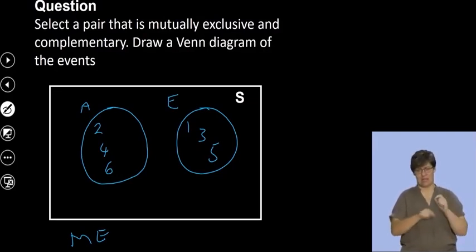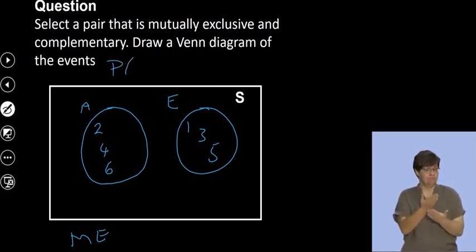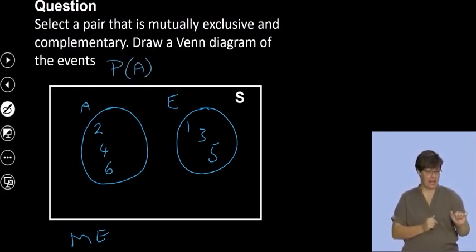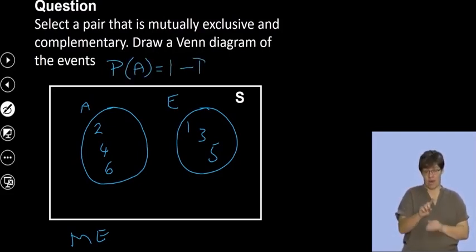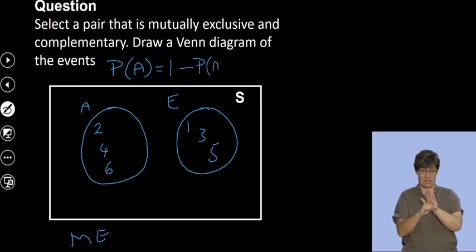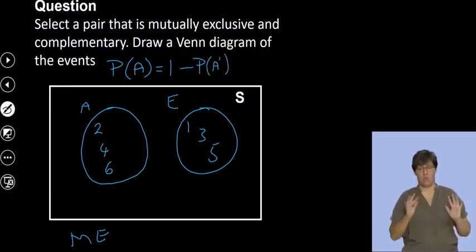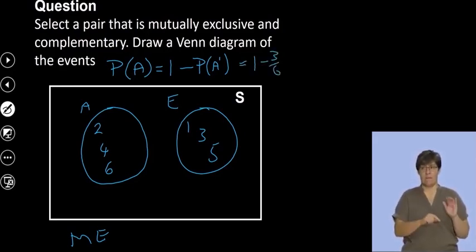But we wanted them to be complementary as well. And that means we've got to check: does the probability of A equal 1 minus the probability of the things that are not in A? That will tell us if they're complementary. Well, if they're not in A, then they're in E. And if we fill in the numbers, we can say that this is 1 minus 3 out of 6, which is a half. So the total is a half.